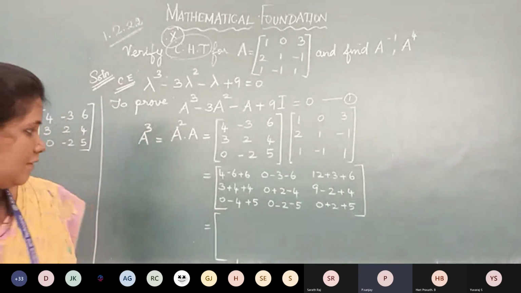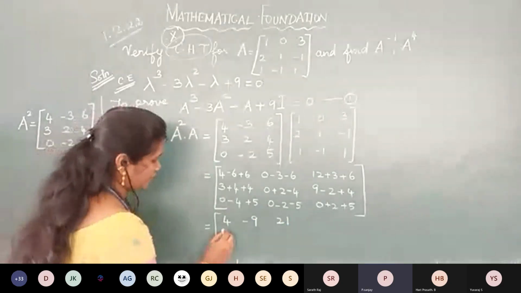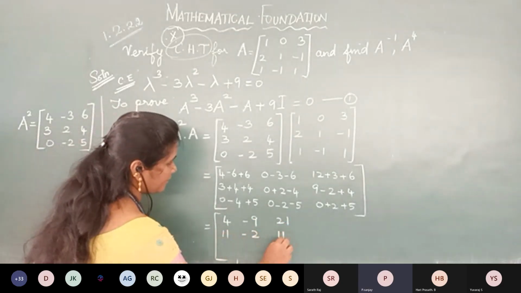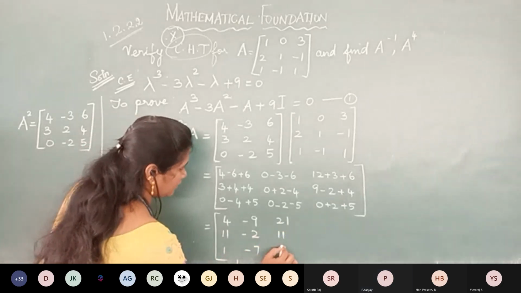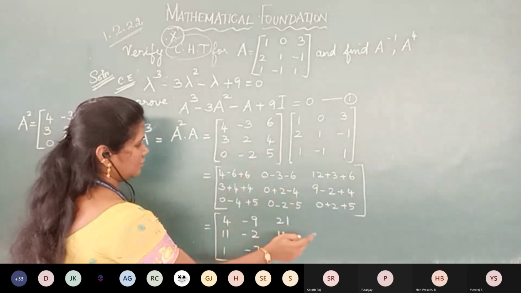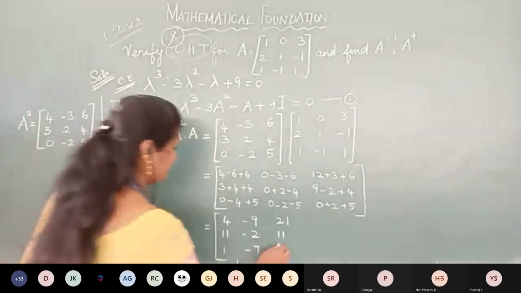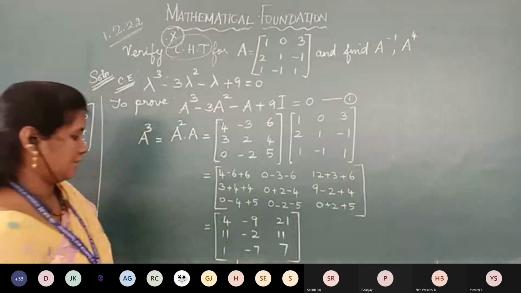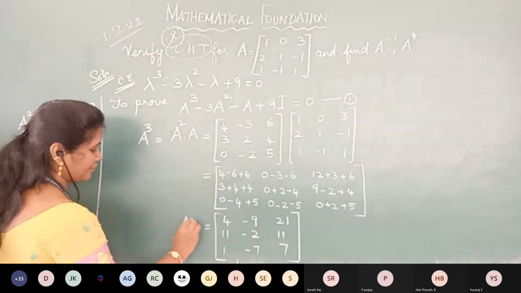4 minus 9, 21. 1 minus 7, 10. Check whether you're getting this: 4 minus 9, 21, 11 minus 2, 11, 1 minus 7 and 7. Superb. So that is your A cube.